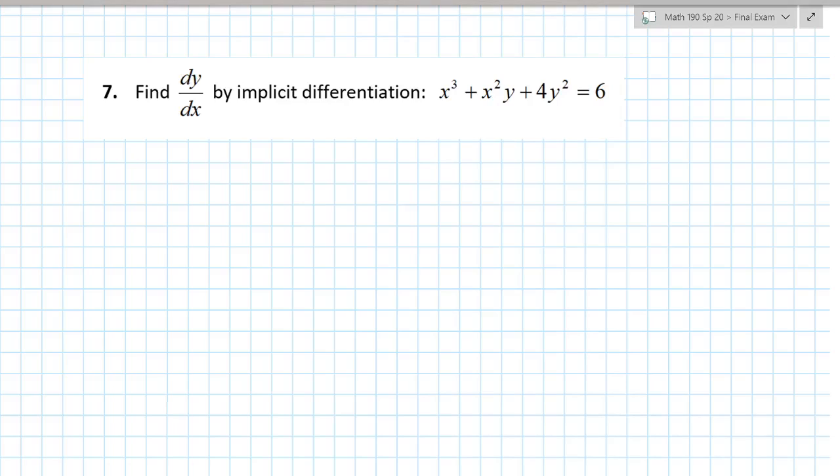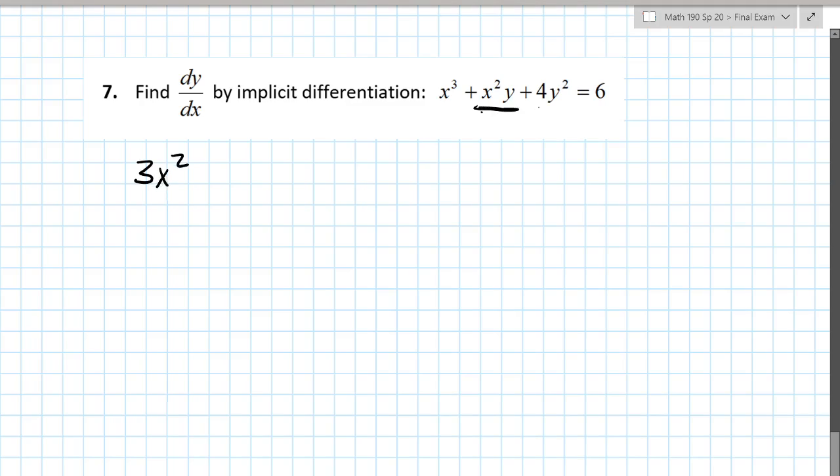We want to find the derivative dy/dx by implicit differentiation. So we're treating y as a function of x. Anytime we take a derivative of y, all of our derivative rules will apply. And so we are not going to solve for y before we do the derivative. We're just going to take the derivative. So the derivative of x cubed is 3x squared.